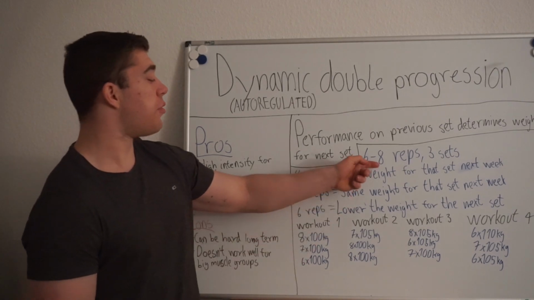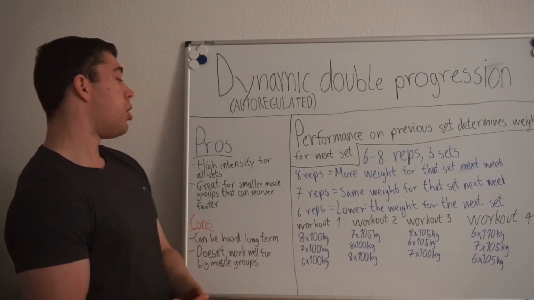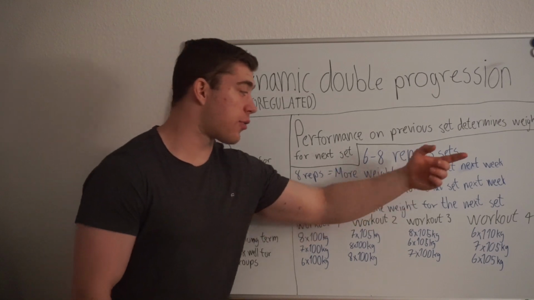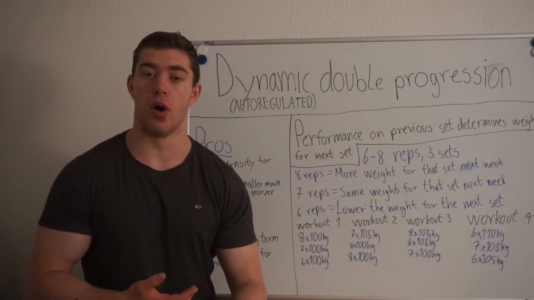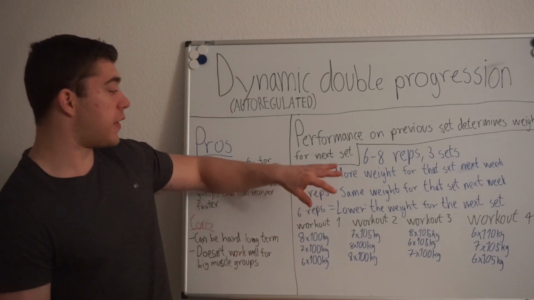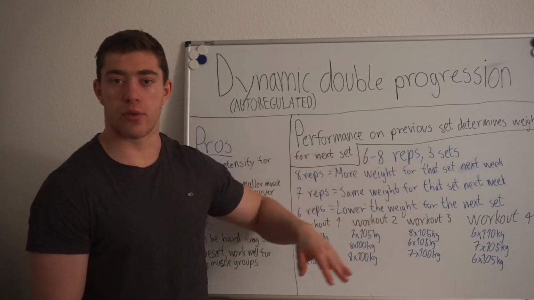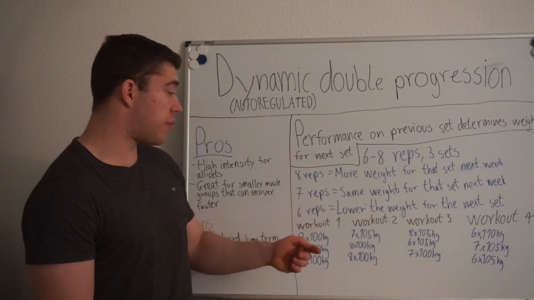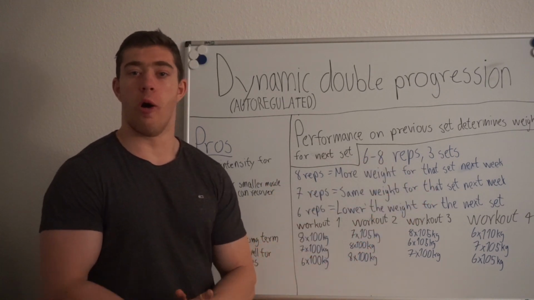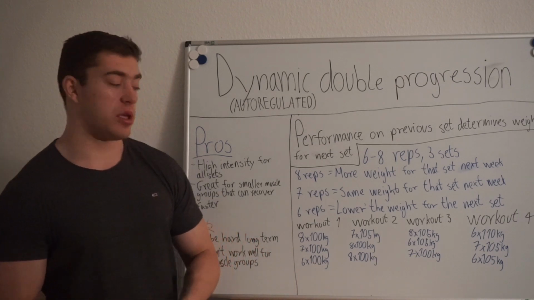So let's say we have 6 to 8 reps for 3 sets, the same as before. Then 8 reps means that we're going to use more weight for that set the next week, which is the same as I explained in the first part of this video. Then if you hit 7 reps, it's the same weight for that set next week. Then if you hit 6 reps, you lower the weight for the next set, and we'll get into that.